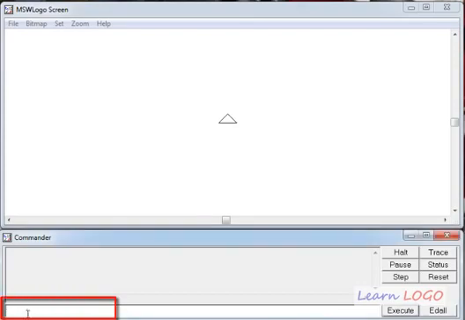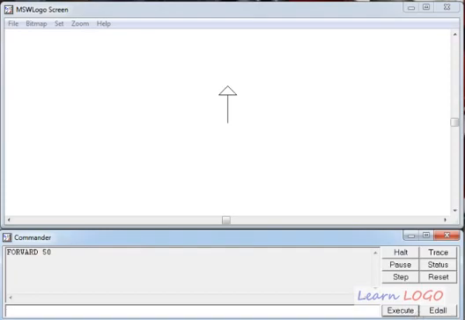So this is the command line and now the cursor is blinking over there and now I can type the command. The first command we are going to learn is forward, and this command asks our turtle to go forward, and by how many steps, that also we have to write. So we have written forward and then I am going to write 50. This is the command forward 50, and if I execute this command, my turtle goes forward by 50.